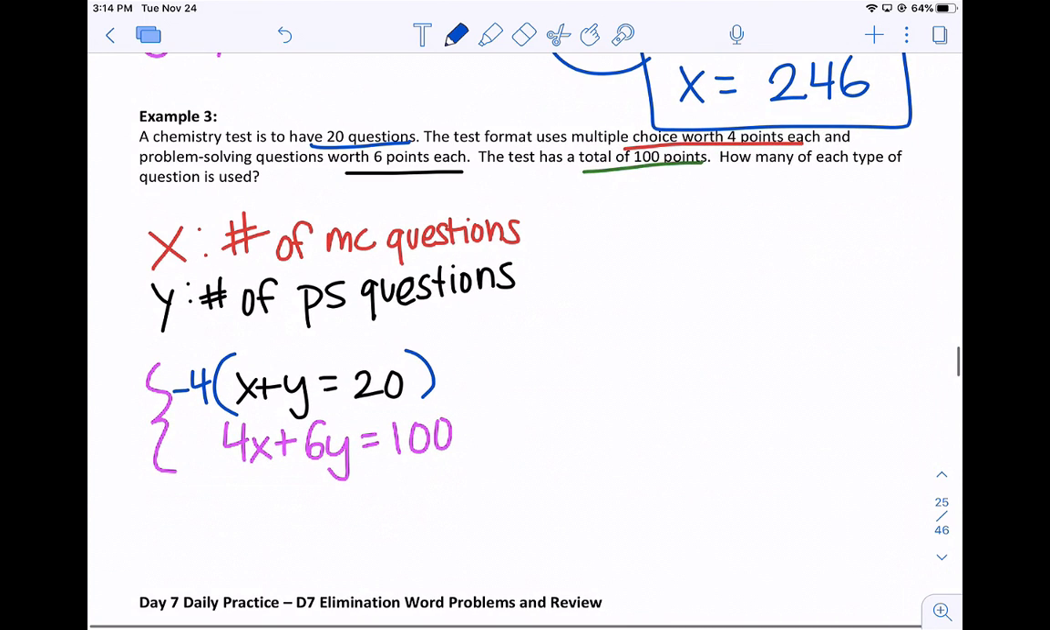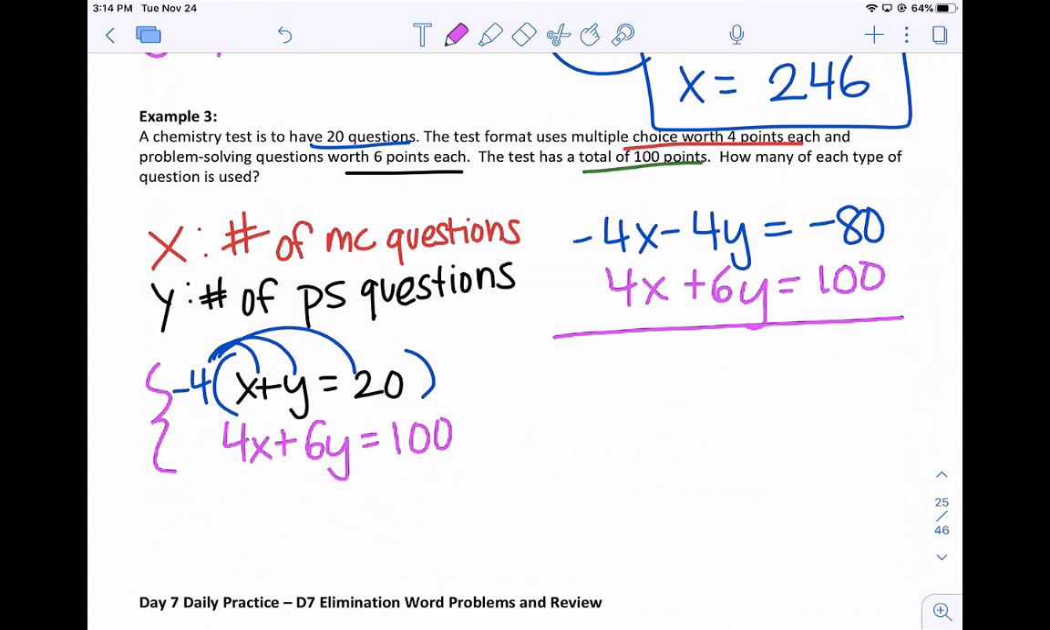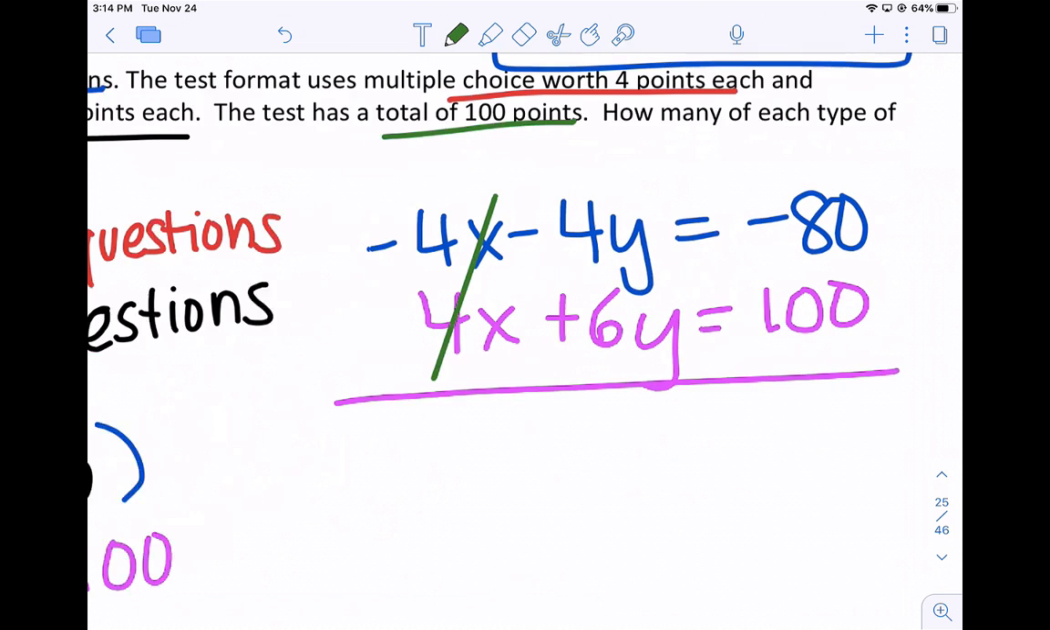All right, so I'm going to do my work over here. I'm going to distribute, multiply negative 4 to everything. Negative 4X minus 4Y equals negative 80. There's the top. The bottom I didn't need to change because I already had a positive 4X. Okay, so there are my equations. Notice we eliminate the X's. We'll combine like terms now.